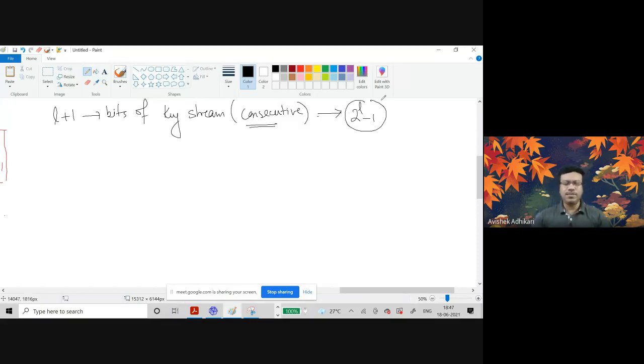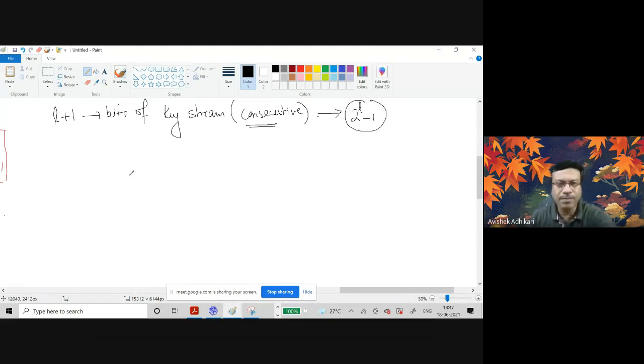That's why there are plenty of attacks already mounted on linear feedback shift registers. That's why you cannot directly use it as a key stream generator for a system, because if you have some idea about L plus 1 consecutive bits, then the scheme is completely broken. So that cannot be considered a nice scheme. Okay, then the question is, what next?